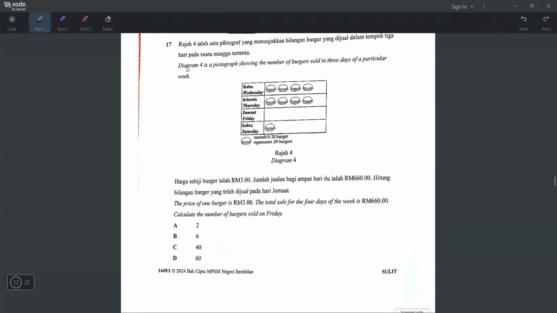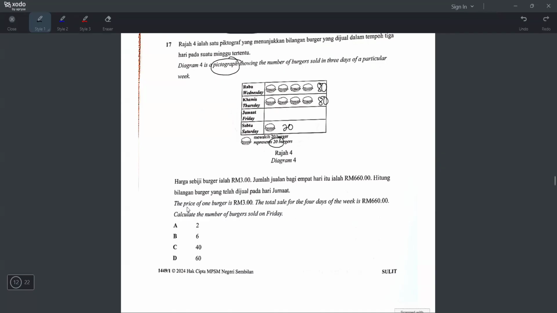Okay, let's go to number 17. Diagram 4 is a pictograph showing the number of burgers sold in 3 days of a particular week. 3 days, or 4 days? Got 4 days here, right? Oh, this one they never give us, maybe. Okay, they say it represents 20 burgers. Straight away find out how many total. 20 times 4, 80 burgers total. Thursday sold 80 also. Saturday only sold 20.